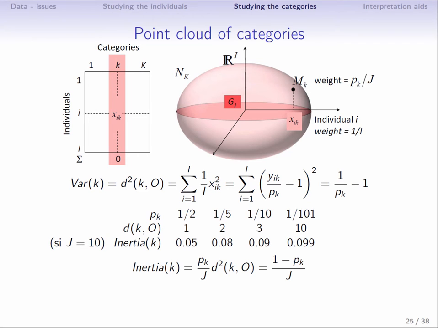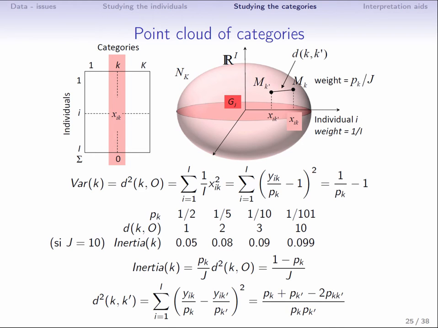Let's look at how the inertia varies in terms of frequency with J equals 10 variables. When p_k goes from 1/2 to 1/10, the inertia practically doubles, passing from 0.05 to 0.09. Clearly, rare categories have an important influence. On the other hand, if we look at what happens when we move from 1/10 to 1/100, that is, from a rare category to an extremely rare one, the inertia barely increases. So basically, this means that MCA really does recognize rare categories, but doesn't over-exaggerate the influence of extremely rare ones.